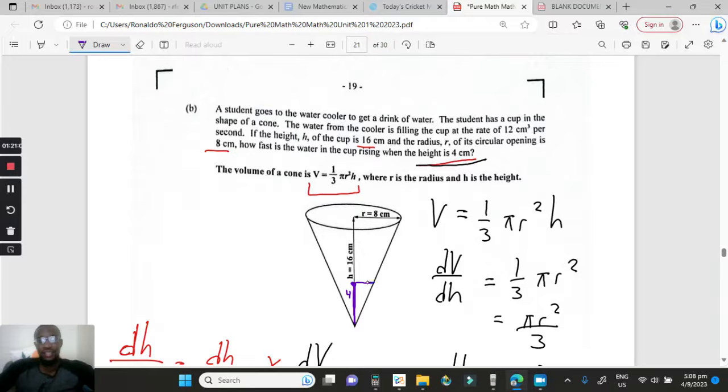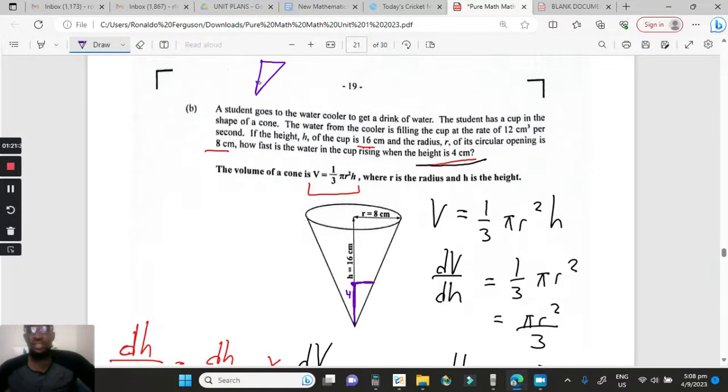So we realize that clearly it couldn't be 16. So we need to establish a relationship. We need to know what is happening. If the height decreases by 12 centimeters, how much will the radius decrease? What is this right here? So we can use similar triangles. That's one way to do it. You notice right here, we have our triangle.